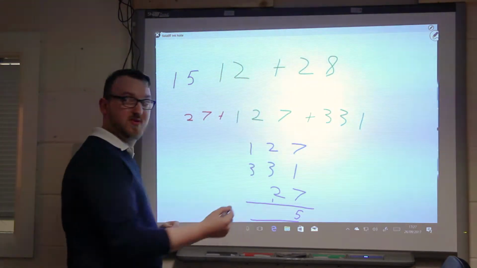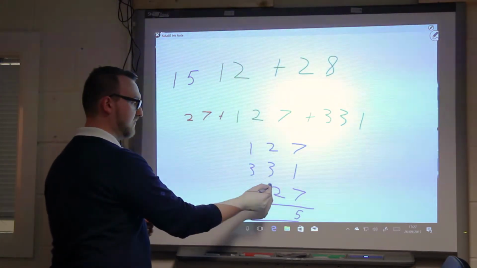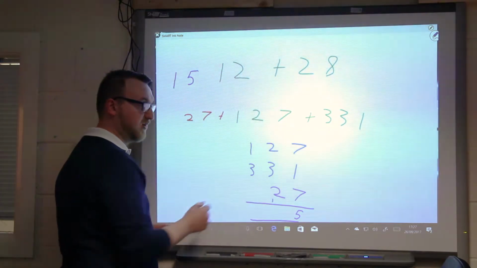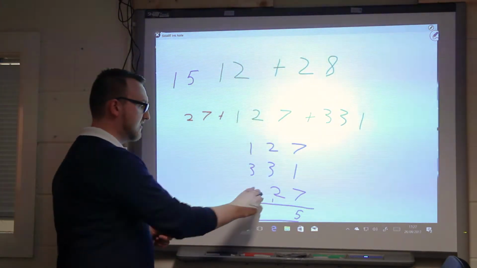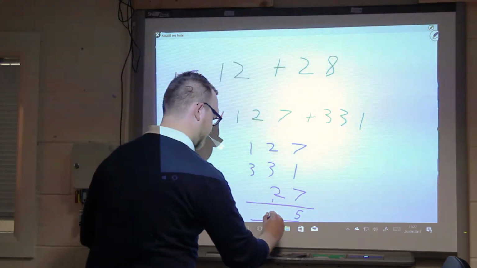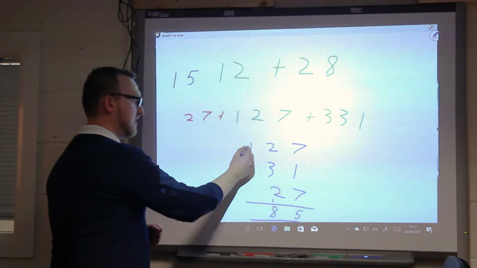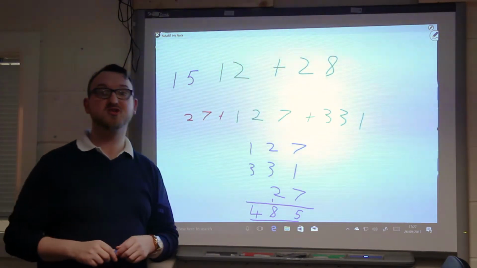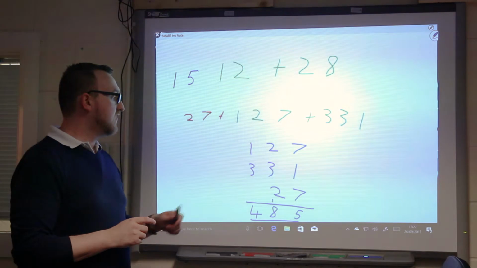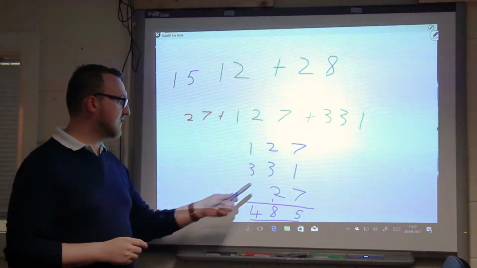So now what we do is we add these numbers up. 2 plus 3 plus 2. And don't forget that 1 at the bottom as well. So 2 plus 3 is 5, plus 2 is 7, plus 1 is 8. Then 1 and 3 is 4. 485.